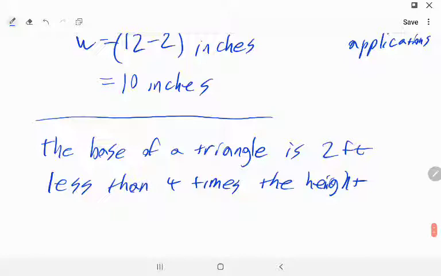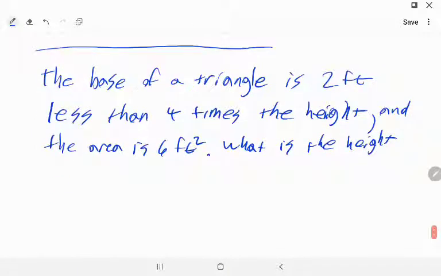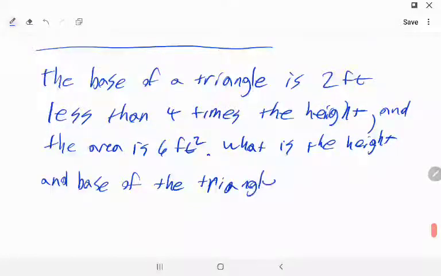And we also know that the area is 6 square feet. This is actually an interesting case. We can ask what is the height and base of the triangle. We could be asked either of those individually. We could be asked what's the height of the triangle, what's the base of the triangle, and you notice that we pretty much have to find out both in order to get the answer regardless.